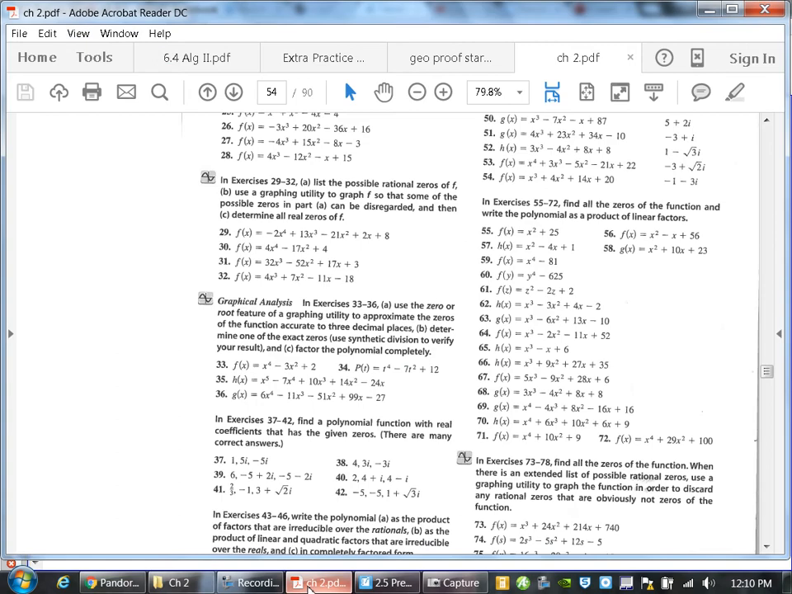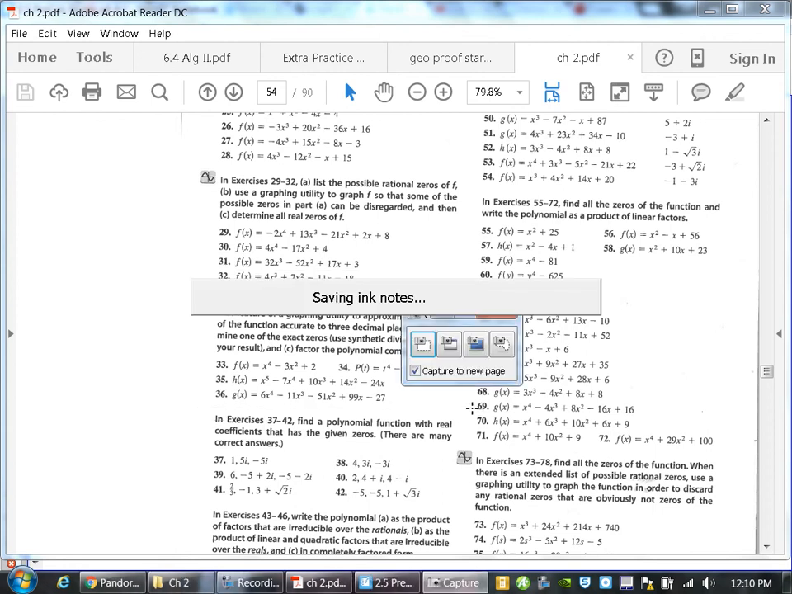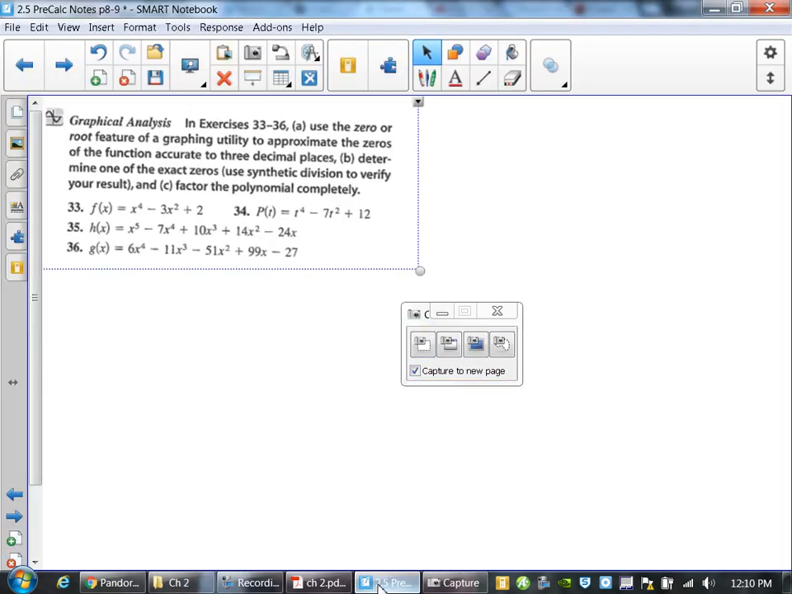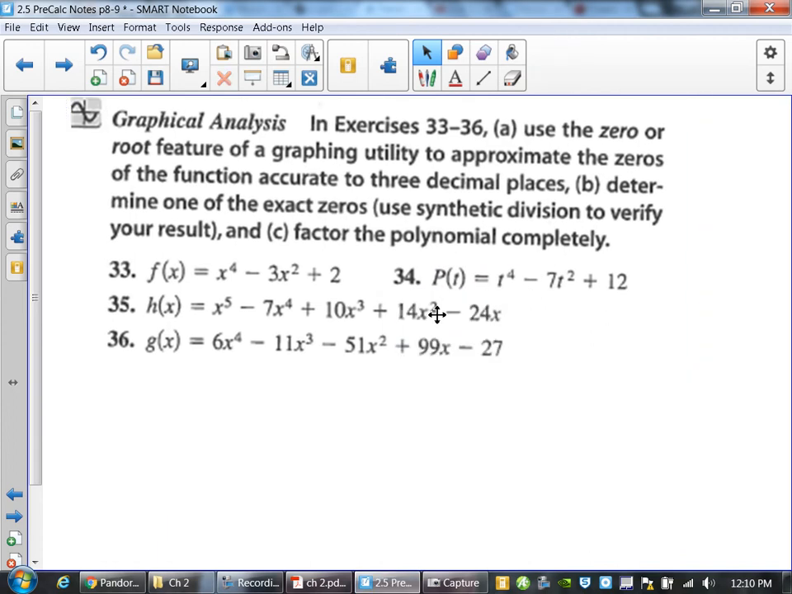As we get into the second grouping there, where it said actually use the calculator to get an idea of where to start. This is stuff you won't be doing tomorrow, obviously. Well, when you use the zero root feature of the graphing calculator to approximate your zeros, you know how on your calculator it says analyze graph, then it says zeros? That's what you're using.